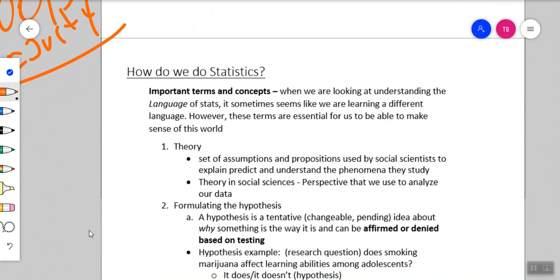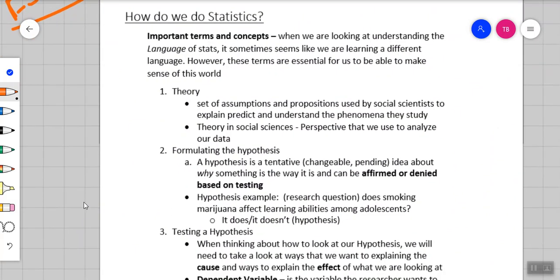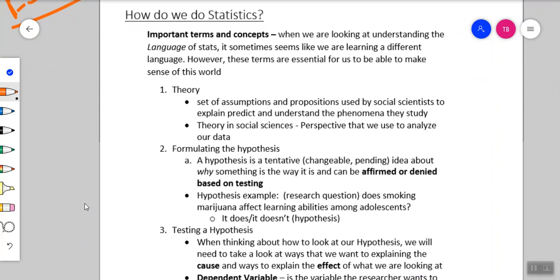So as we've got the basic idea down, there's a few more things I want to go in a little bit more detail on. So how do we do statistics? When we're looking at understanding the language of stats, and I emphasize language here because some of these things might seem unfamiliar to us, these terms are going to be essential for us to be able to make sense of this world of statistics. So one that we'll look at is the word theory.